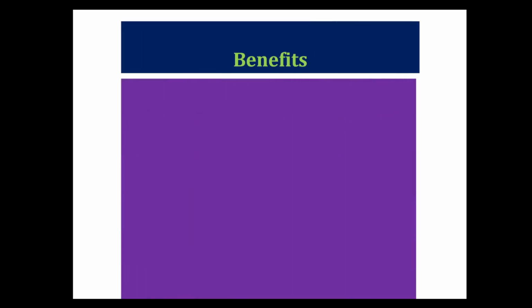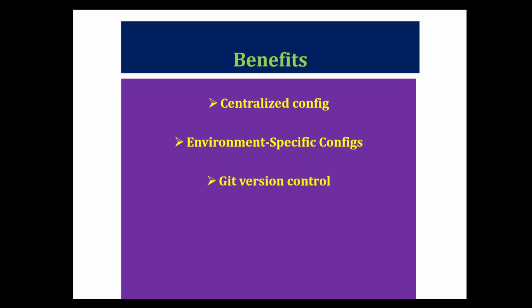Finally, let us see what are the benefits of using config server. First is centralized config, which manages centralized storage for all configs in one Git repo or file system. Environment specific configs, which isolates environments with profiles, with separate configs for each environment like dev, test, prod. Git version control, which works with version controls like Git, SVN, Vault and flexible backends as well.